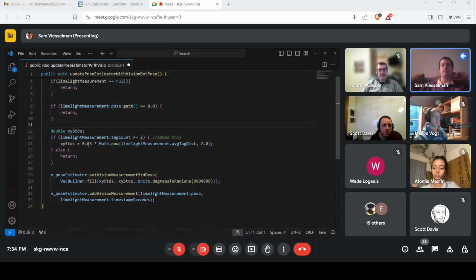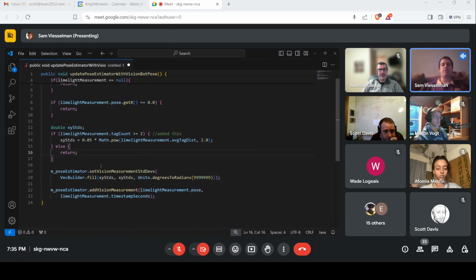And this is the squared. So really we're saying that if we're 1 meter away, trust it a lot, and basically square it based on distance. And if there's less than 2 tags, jump out. And then here's the standard deviation, saying make it really, really high to throw away any angle updates. So this essentially says ignore all angle updates. And then we use our newly calculated standard deviations and add the vision measurement.